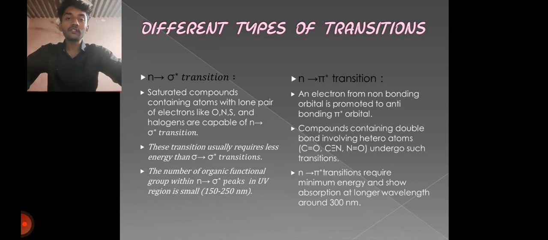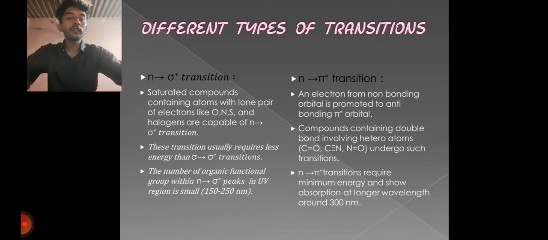Another type of transition is the n to sigma star transition. Saturated compounds containing atoms with lone pair of electrons, like oxygen, nitrogen, sulfur, and halogens, are capable of n to sigma star transitions. These transitions usually require less energy than sigma to sigma star transitions. The number of organic functional groups with n to sigma star peaks in the UV region is small, 150 to 250 nanometer.